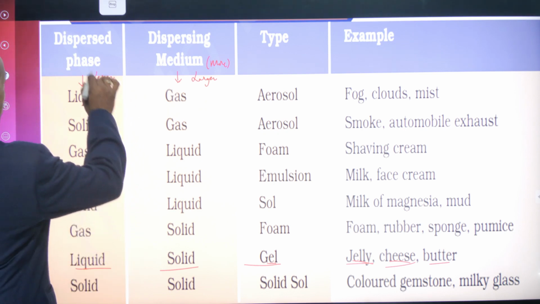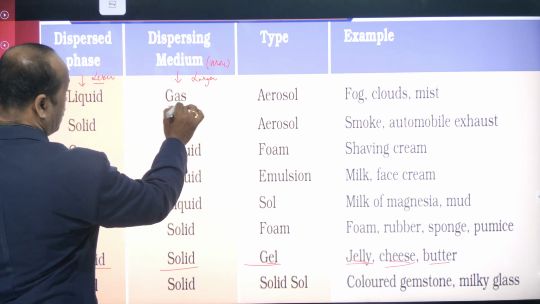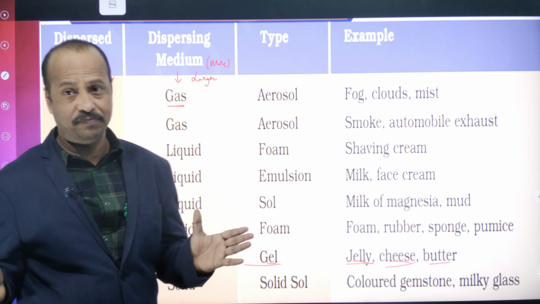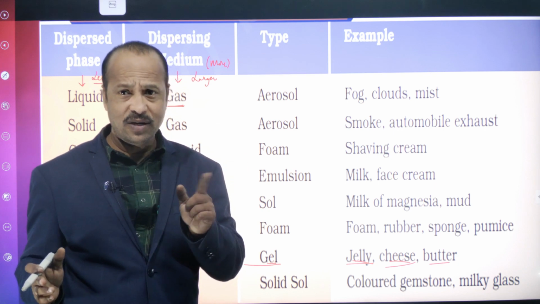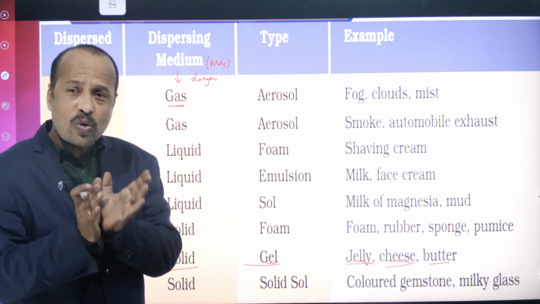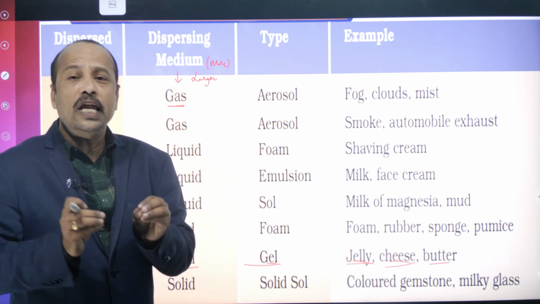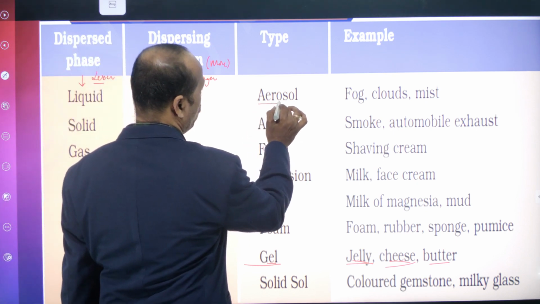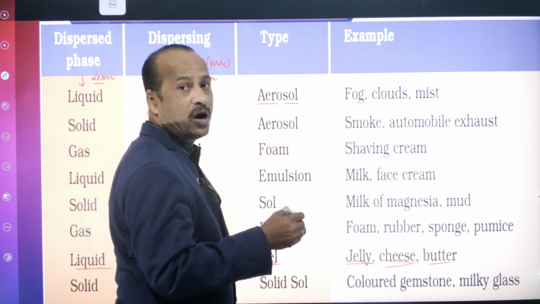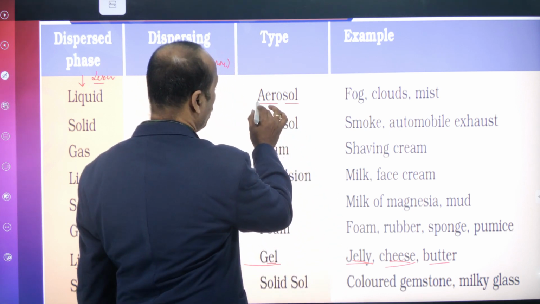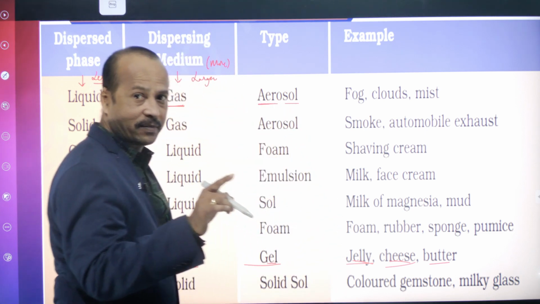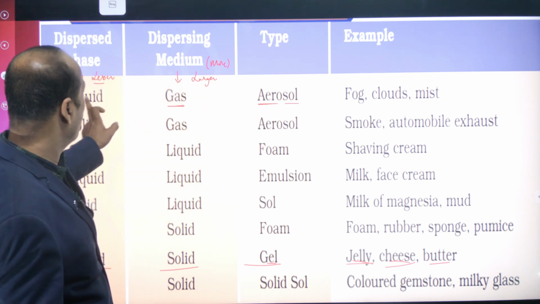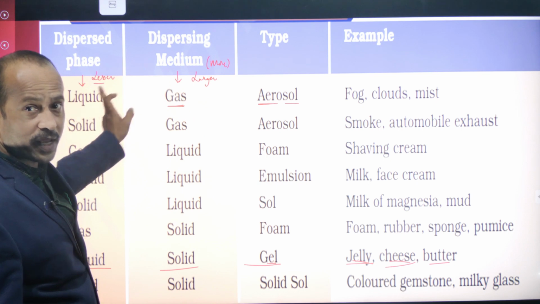So now see here, for example, the dispersion medium is gas. Very important here: dispersion medium means the more quantity, and when the more quantity is gas or air, such colloidal solutions are called aerosol. Sol means solution or colloidal solution, and aero means air or gas is the dispersion medium. So aerosol: liquid in gas.